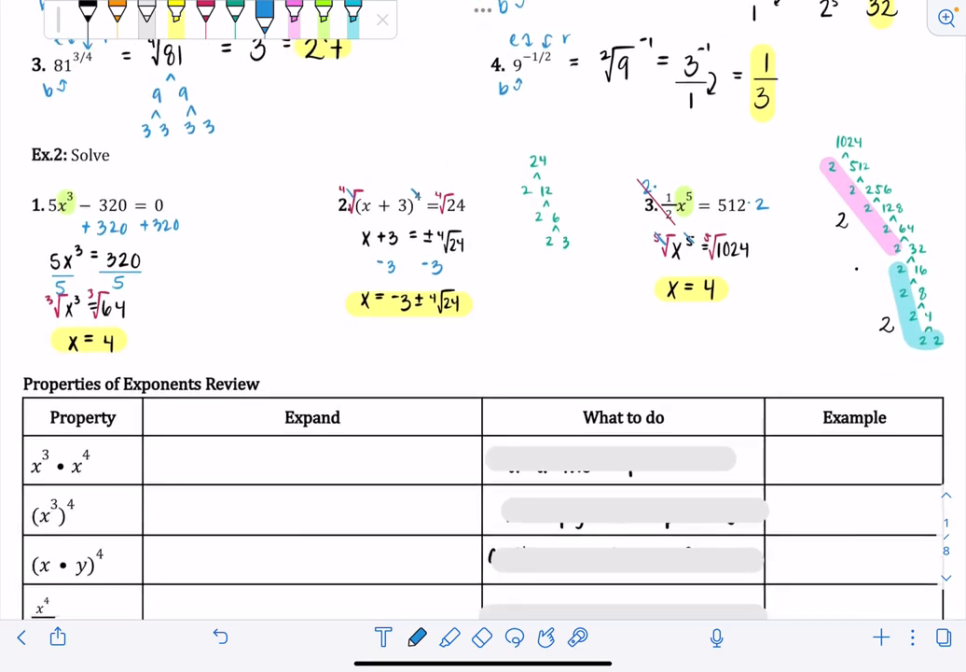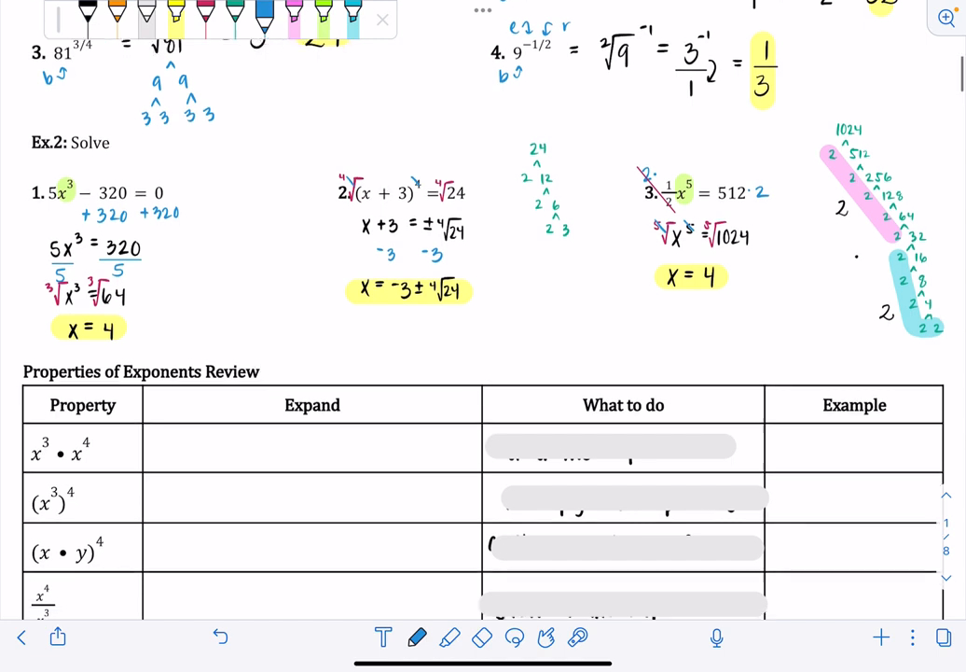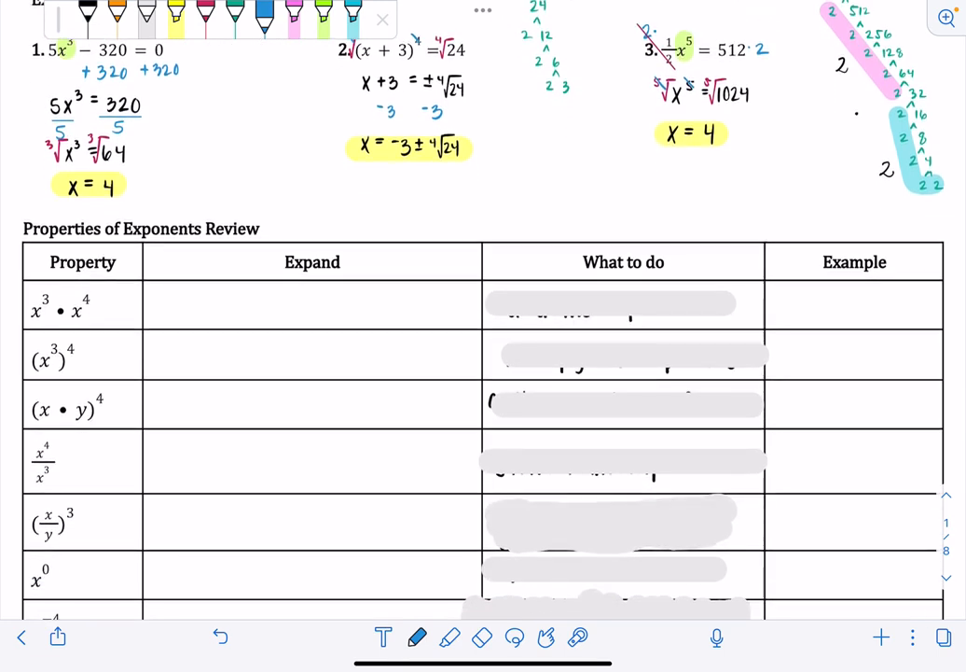Okay, so next section is just properties of exponents review. You should remember this a little bit from Algebra 1, but if you don't, it's no big deal. We'll treat it like it's the first time we're seeing it. So there's a few different properties. The first one is called the product property. It doesn't really matter if you don't know the specific names. It's just more important that you know how they work.